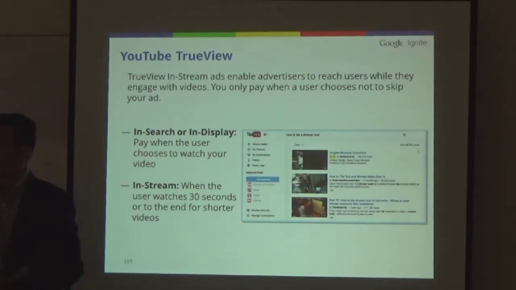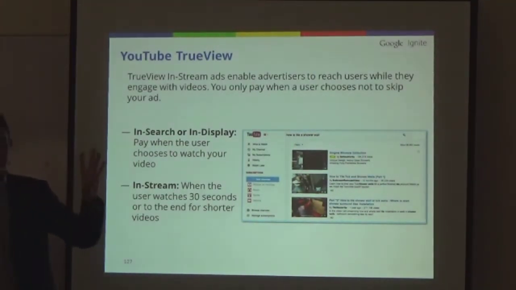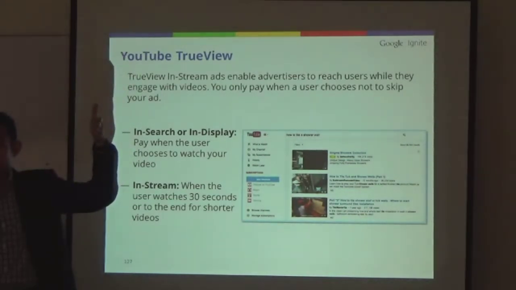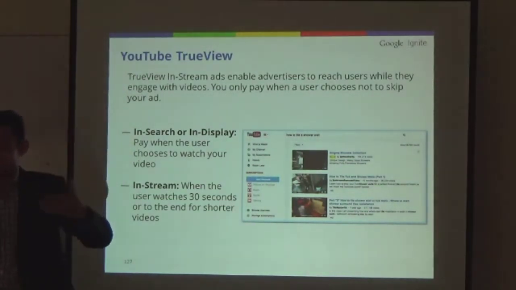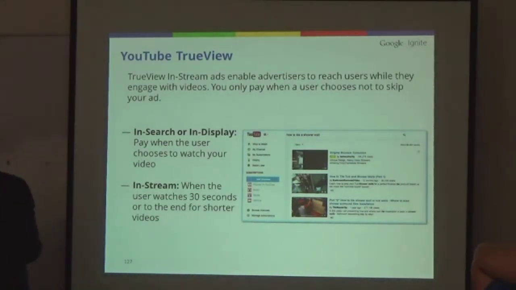Now in the TrueView family of ads, or TrueView videos family, there are 2 types. One is in-search TrueView, also called in-display TrueView. The second one is in-stream. Let me explain what's the difference here. Whatever you have seen on YouTube, you might want to apply. So from today onwards, you know the terms that have been described.